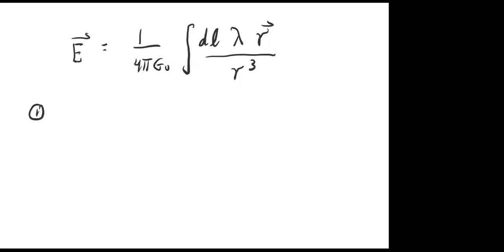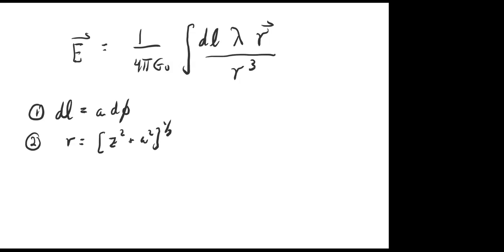And we had to make three substitutions, actually four, or three. DL, we had to recognize, was the differential line element, and it looked like A dφ. We had to recognize what the magnitude of R was. It's just Z squared plus A squared to the 1/2 power.